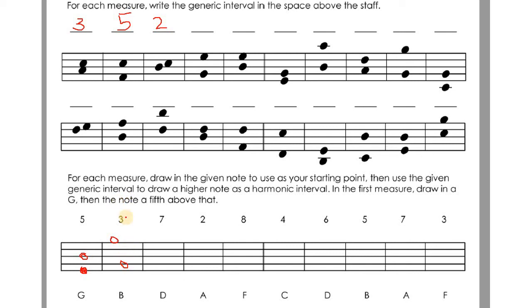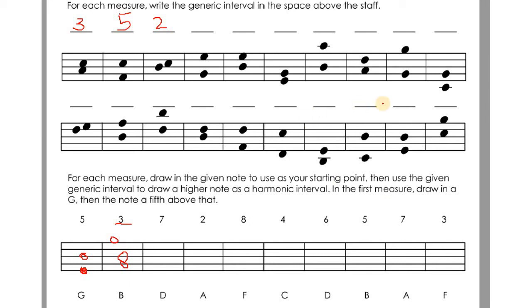And then it says I need to go up a third. So I'm going to look at the B, that's a line, so that's 1. The space above it is 2. The next line is going to be my third above. And that's all there is to that.